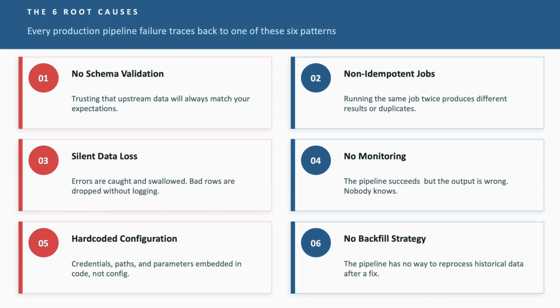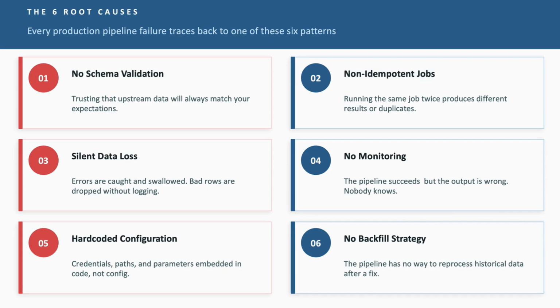After working on data pipelines at scale and after reading post-mortems from teams who lost data, lost money, and lost trust, every production failure traces back to one of these 6. Root cause 1, no schema validation. You trust that the upstream data will always match what you expect. It will not.